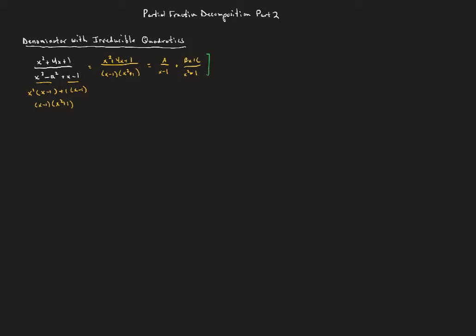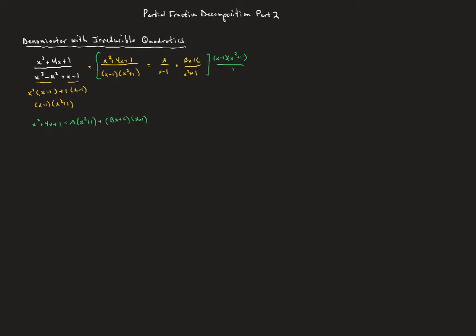Now we're going to, as we did before, clear those denominators, so we will multiply by the least common denominator, which needs both the x minus 1 and the x squared plus 1. So on the left side, everything cancels. We're going to get x squared plus 4x plus 1. On the right side, the a is going to survive. The x minus 1 will cancel, and we'll have to multiply that by x squared plus 1. And then we're going to get the x squared plus 1 to cancel. We're going to have a bx plus c, and then our x minus 1 will survive as well.